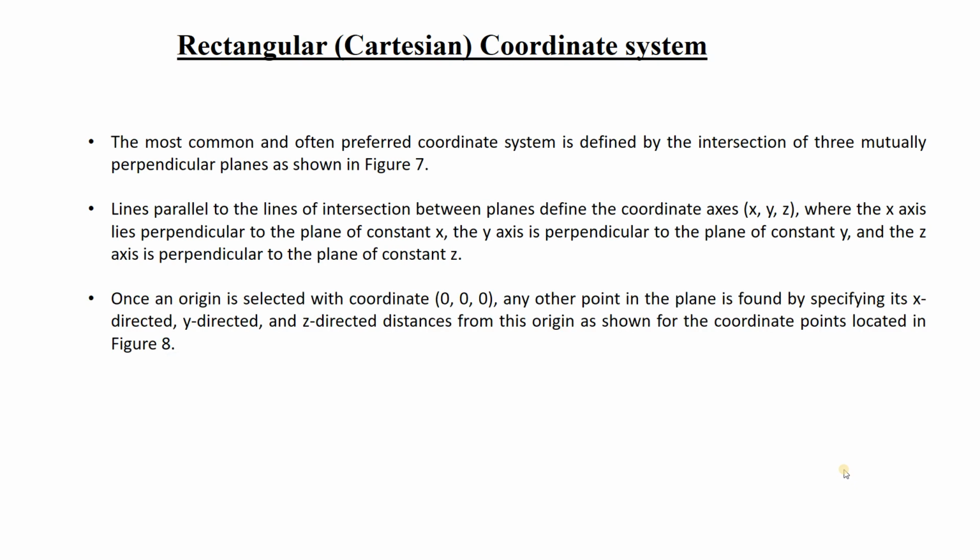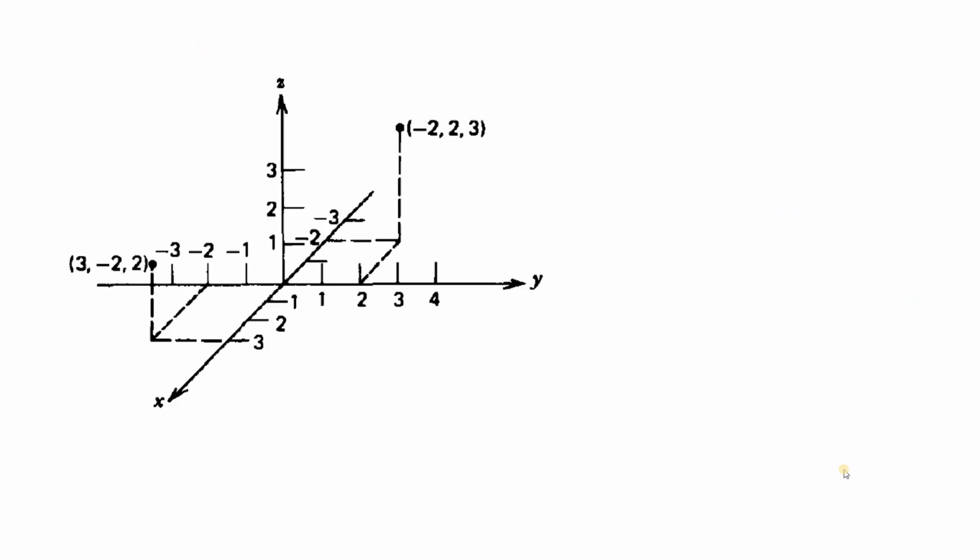In the Cartesian coordinate system we have three axes: the x-axis, the y-axis, and the z-axis. These three axes are perpendicular to each other. Now, whenever you have to locate any point on the axes, which we have just seen in figure number 8, any particular point can be represented with the help of the Cartesian coordinate system. We first locate the x coordinate, then the y coordinate, then the z coordinate, accordingly.